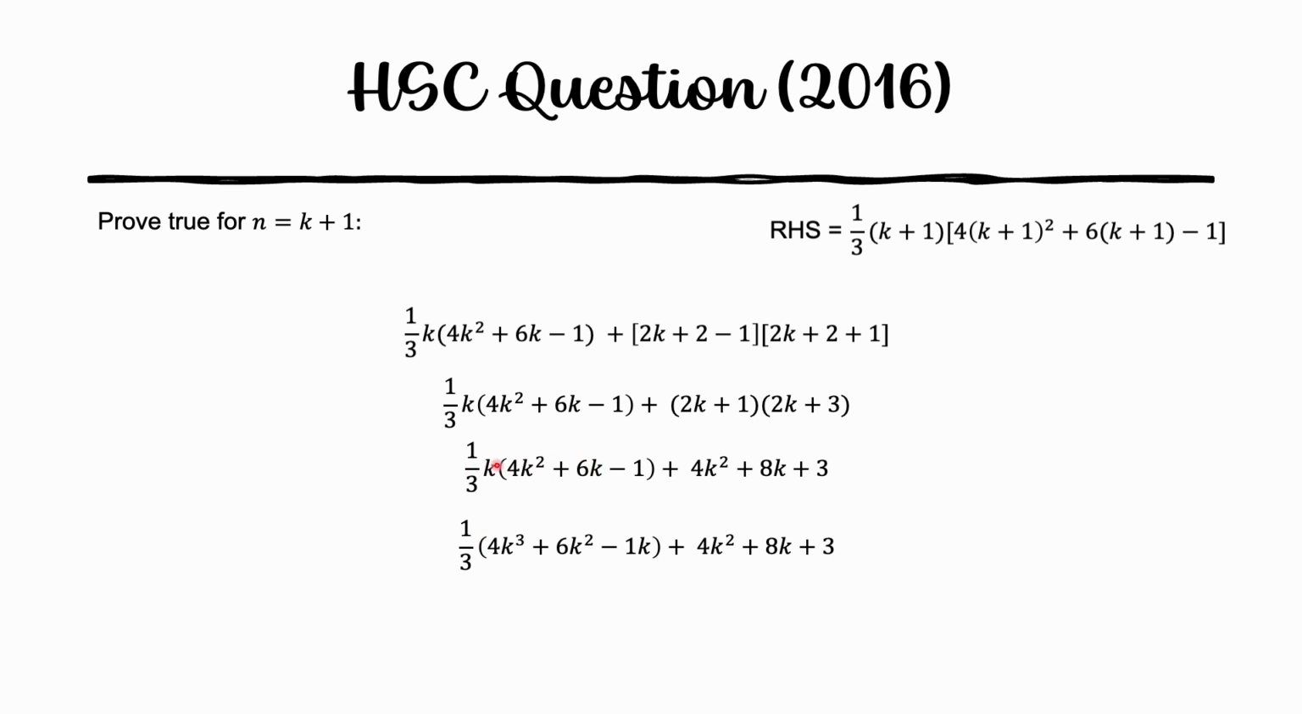Here we're multiplying the k into all of these terms due to the fact that out the front here we don't have the 1 over 3 times k, we've got the 1 over 3, and here we do have the 1 over 3 times k, so we just want the 1 over 3. So 4k squared becomes 4k cubed, 6k becomes 6k squared, and then minus 1 equals minus 1k.